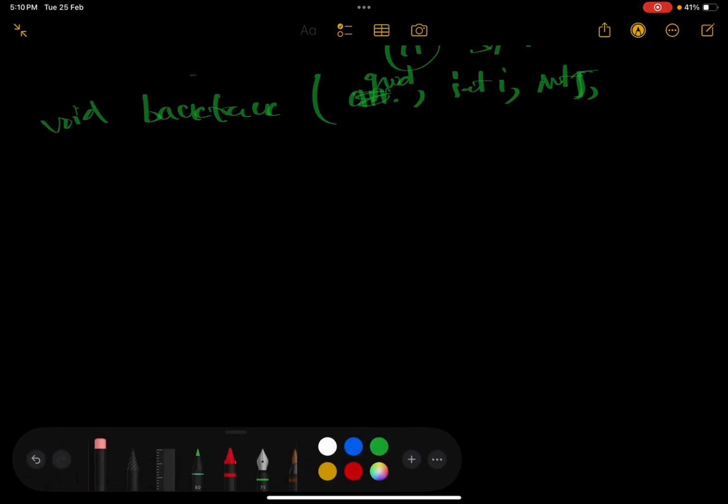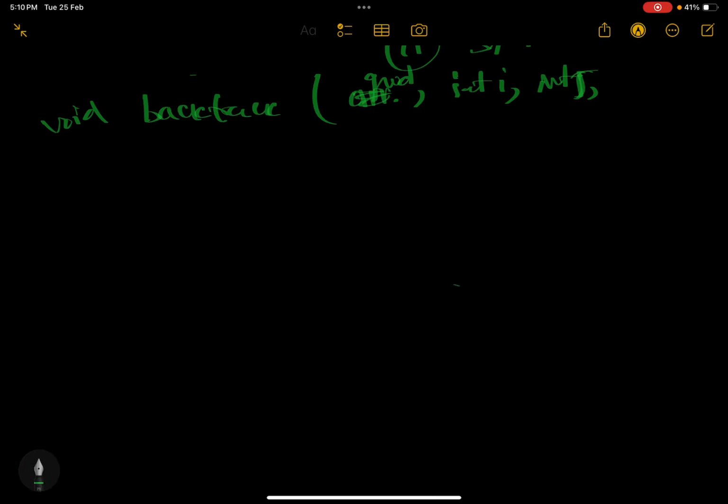Wait, why is this not working? Sorry, now it will work. How many non-obstacles were there? And also a count: I will keep counting whenever I go through a 0. I will keep the count that I have covered this grid.